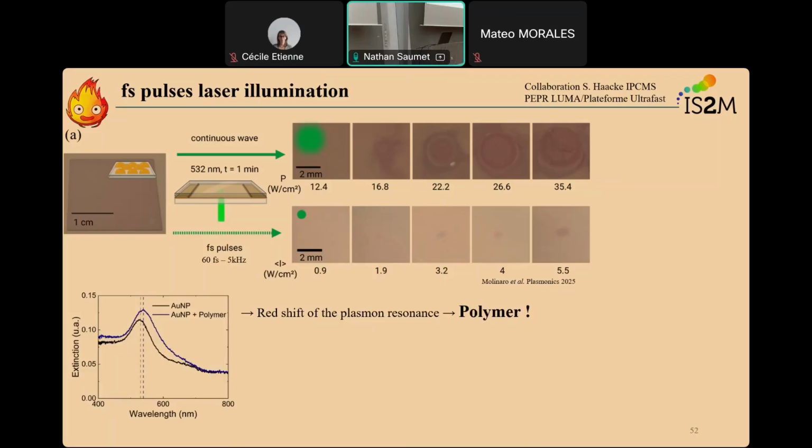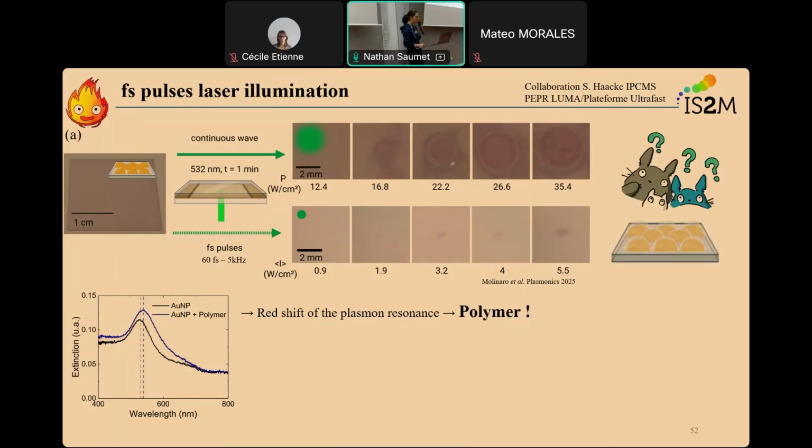And here we can see that the behavior is way different. We observed dark spots, which are not really big. If we observe the extinction of the particles, we observed a slight redshift of the plasmonic resonance, meaning that the refractive index was locally higher than here. So clearly here, we have polymer.